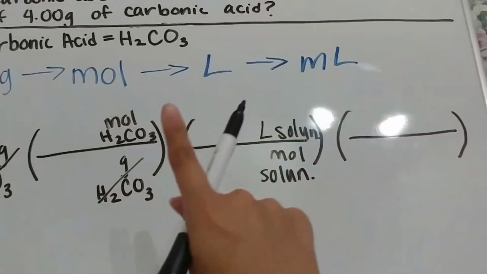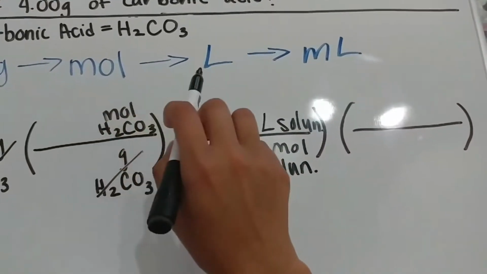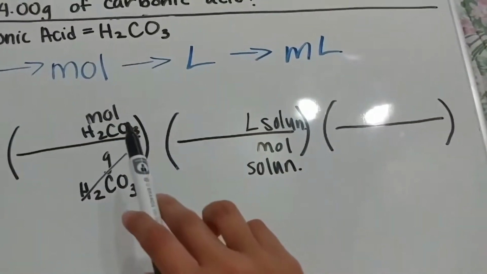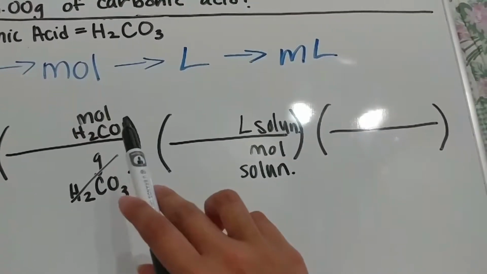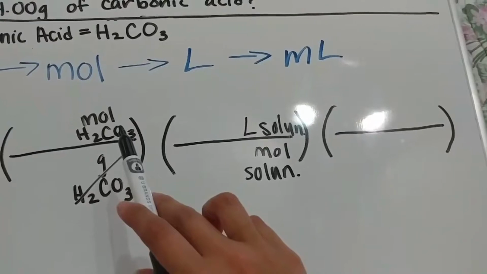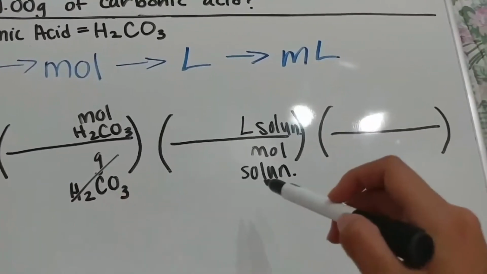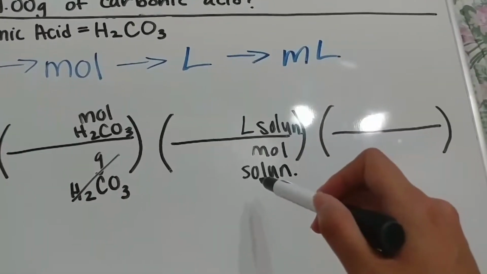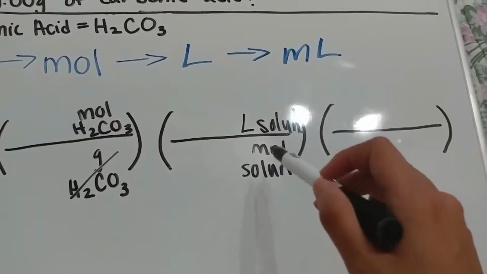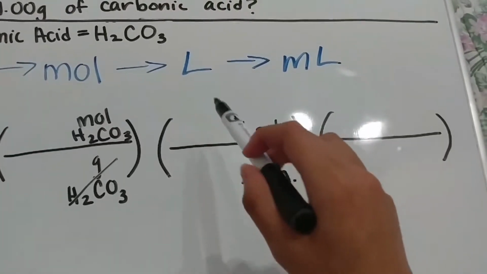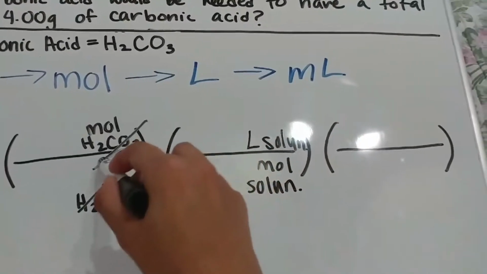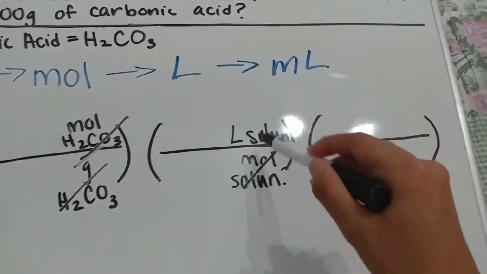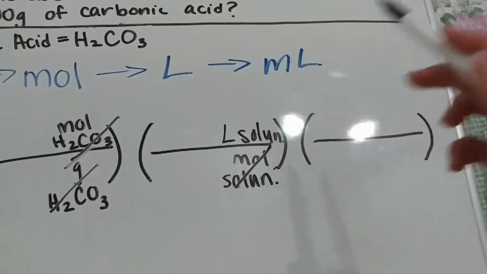So now we're looking for moles to liters. We have moles of carbonic acid, and we need to cancel this out. So moles of carbonic acid will be at the denominator, but in this case, the mole solution. And since we're looking for liters, liters will be on top. So moles of carbonic acid will cancel like so. And now you have liters of solution.